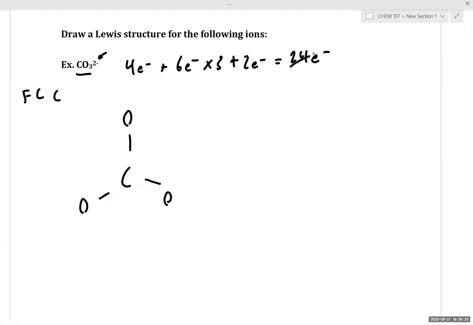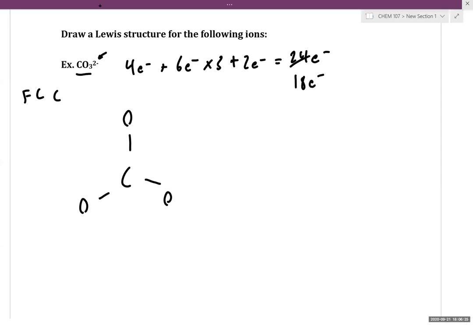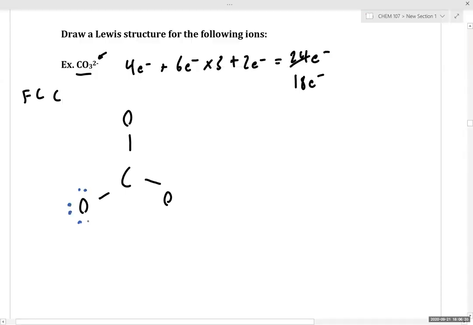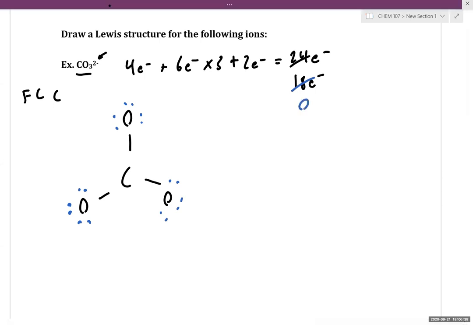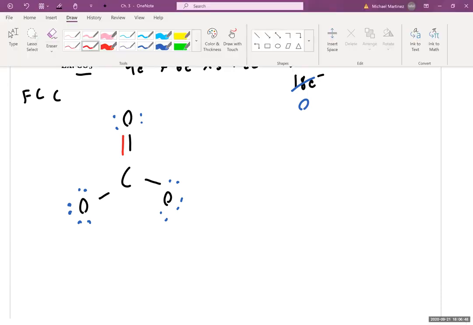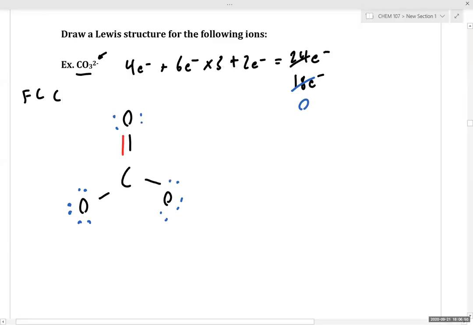Subtracting 6 electrons from our total, we have 18 electrons remaining. From these 18 electrons, we then place our lone pairs on our outermost oxygen atoms. We now have 0 electrons remaining, but unfortunately, carbon doesn't have a complete octet. So we move one of our lone pairs down to form a double bond. Now, this molecule is charged, so we clearly have some formal charges at play.